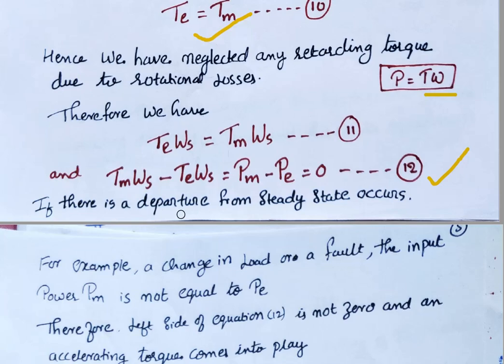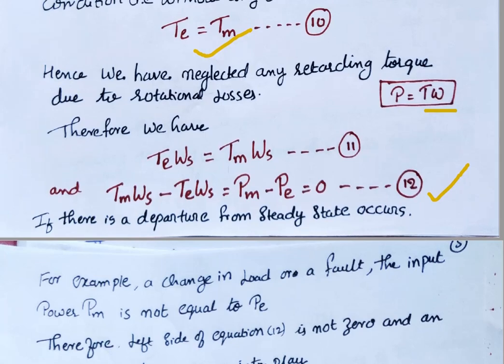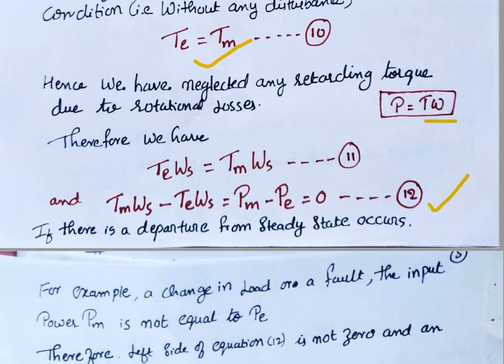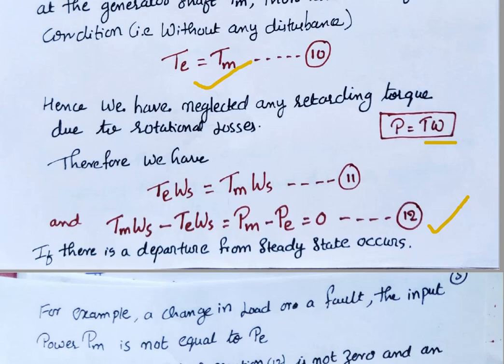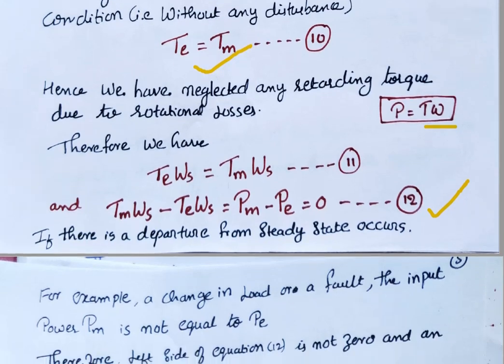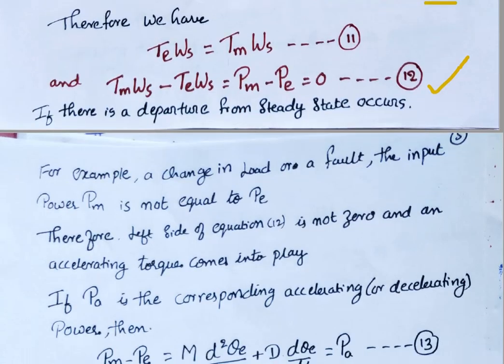If there is a departure from steady state, either the generator shaft is going to accelerate or the generator shaft is going to decelerate. It accelerates when your driving force is greater than your opposing force. At that time it accelerates. It decelerates when your driving force is lesser than the opposing or controlling force.